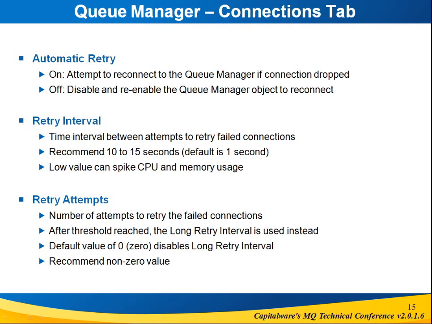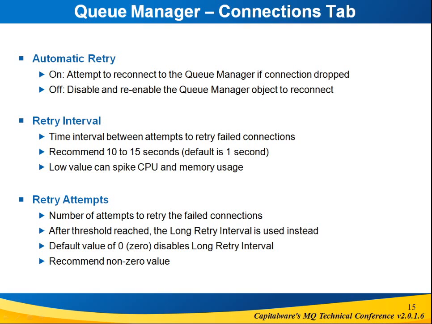Then we get retry attempts, which says how many times should we attempt to reconnect at the retry interval. Once that threshold is reached, there is another parameter called the long retry interval, which can then be used instead. So you might say, let's try every 10 seconds, say 20 times, and then after that we're going to go into say a 60-second retry interval for another 10 times or 20 times or 100 times or whatever it might be.